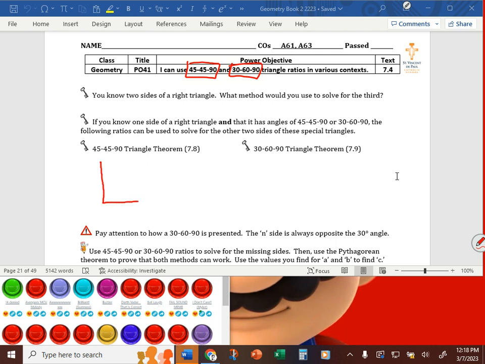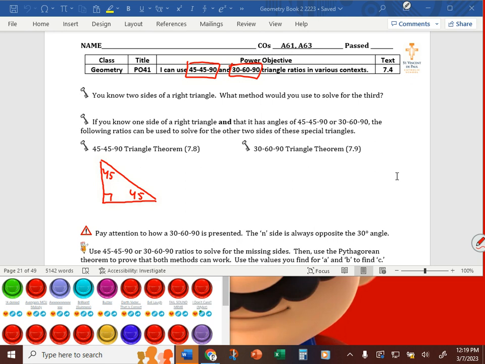If you've got a triangle with angle measures of 45, 45, and 90, first of all, what type of triangle is this other than being a right triangle? Isosceles, because it has those two congruent angles there. So what do we know about the legs of a 45, 45, 90 triangle? They are the same, right?